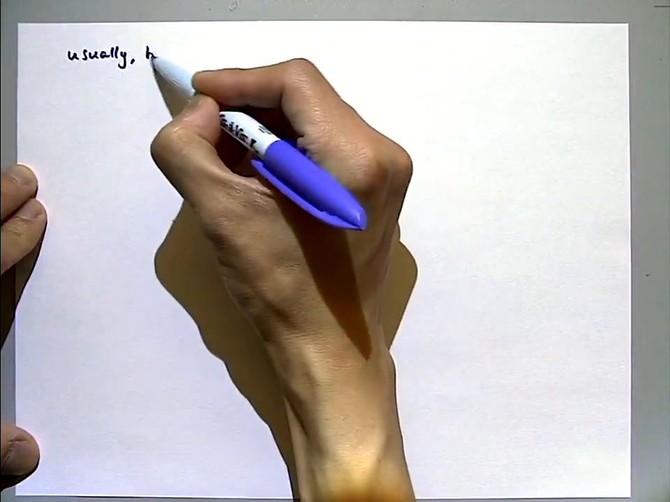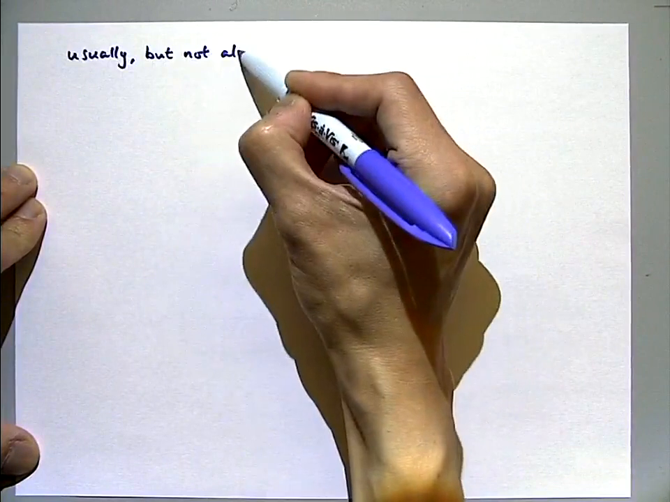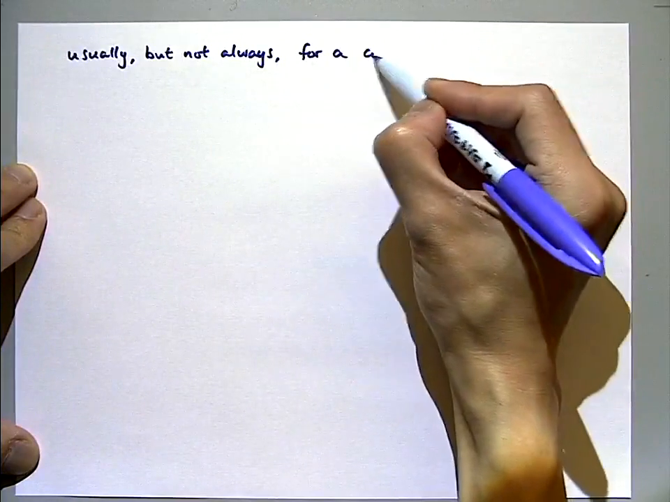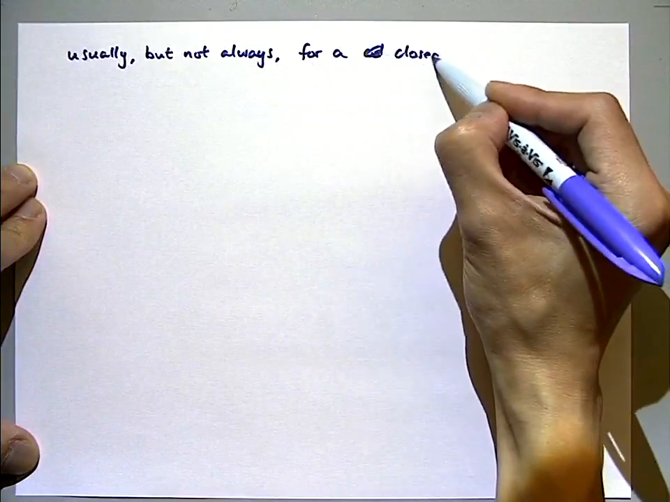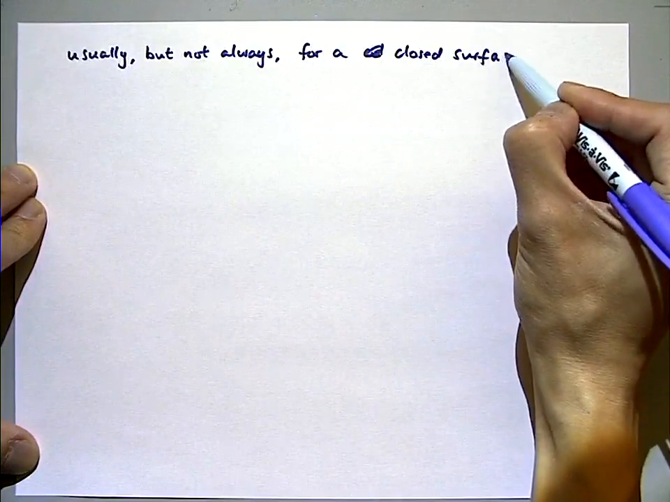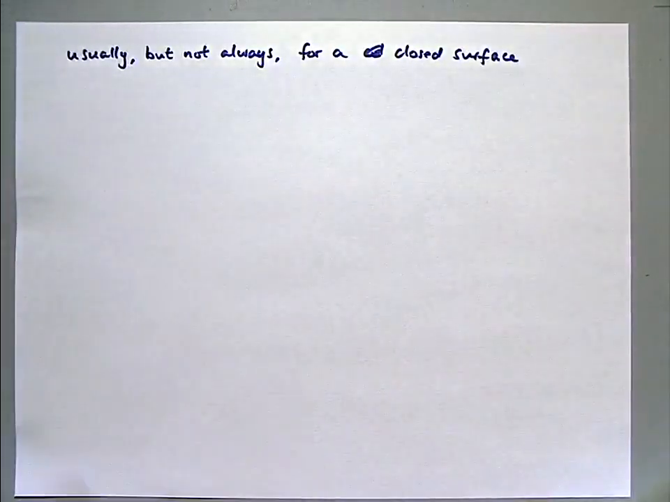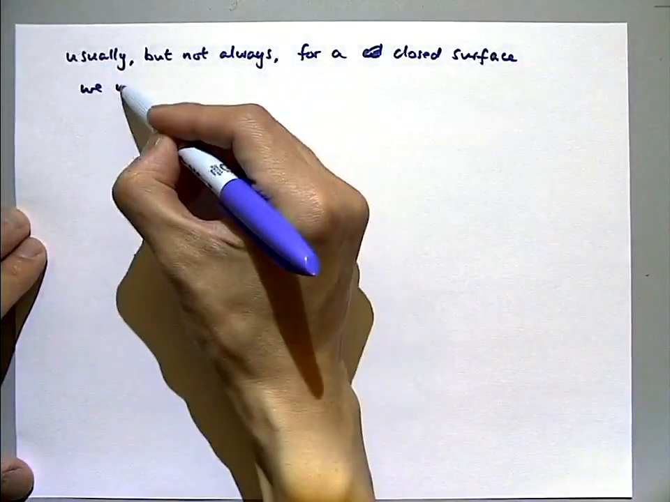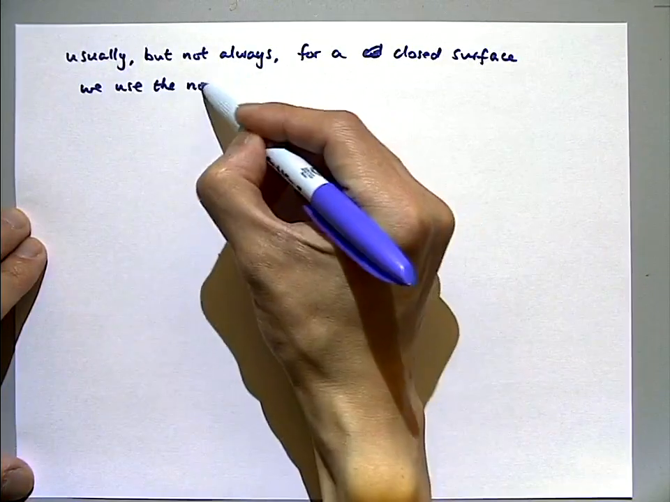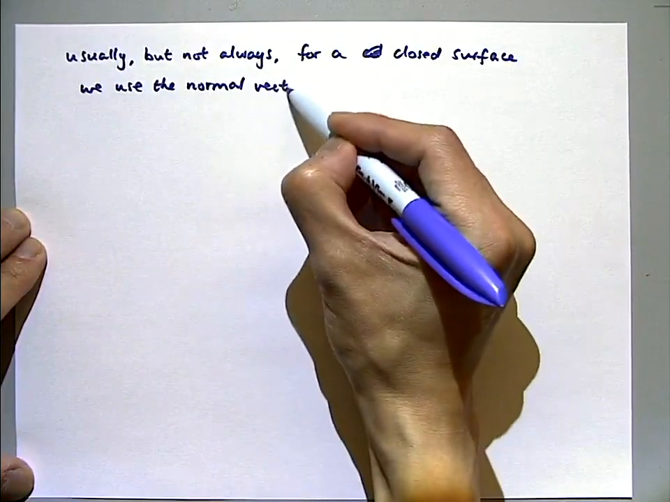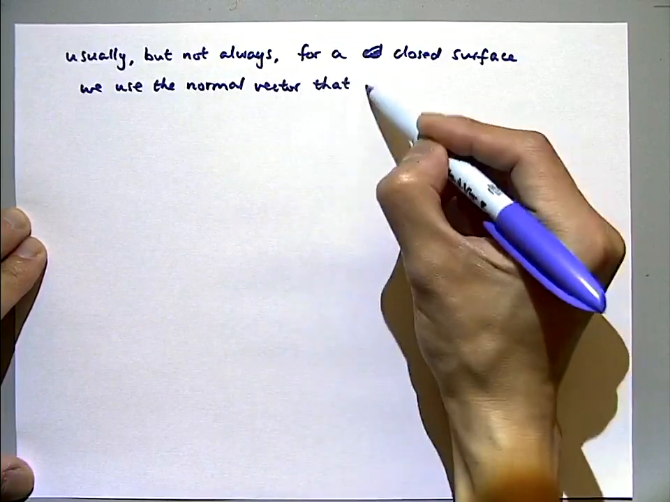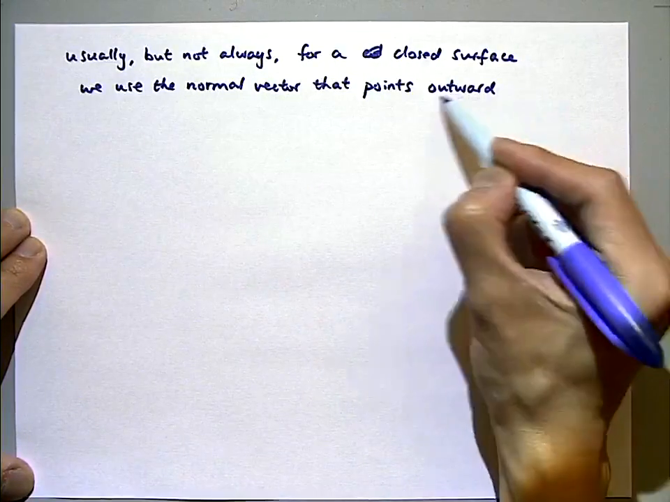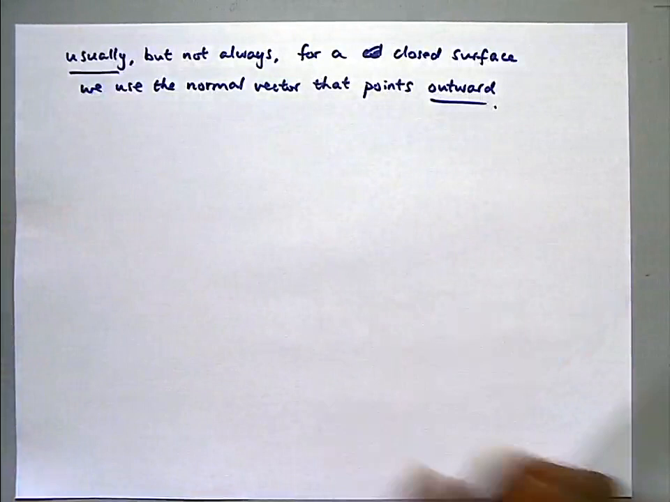Usually, but not always, for a closed surface, like a sphere, for example, we use the normal vector that points outward. Usually.